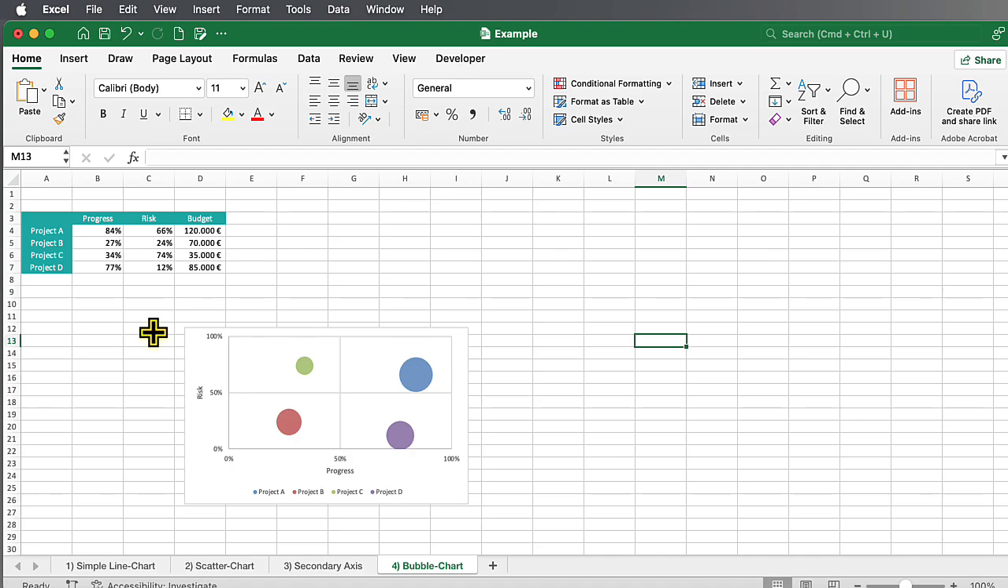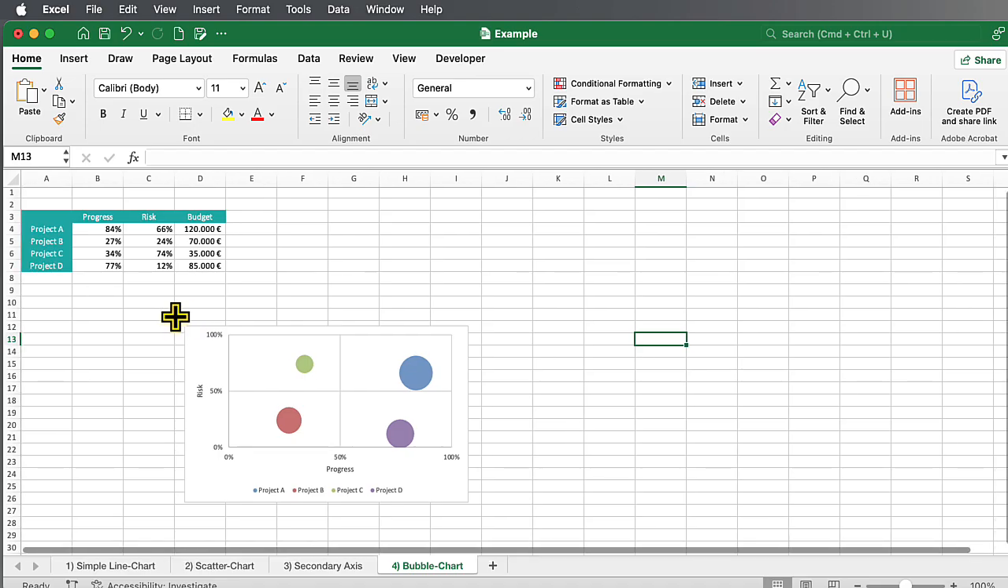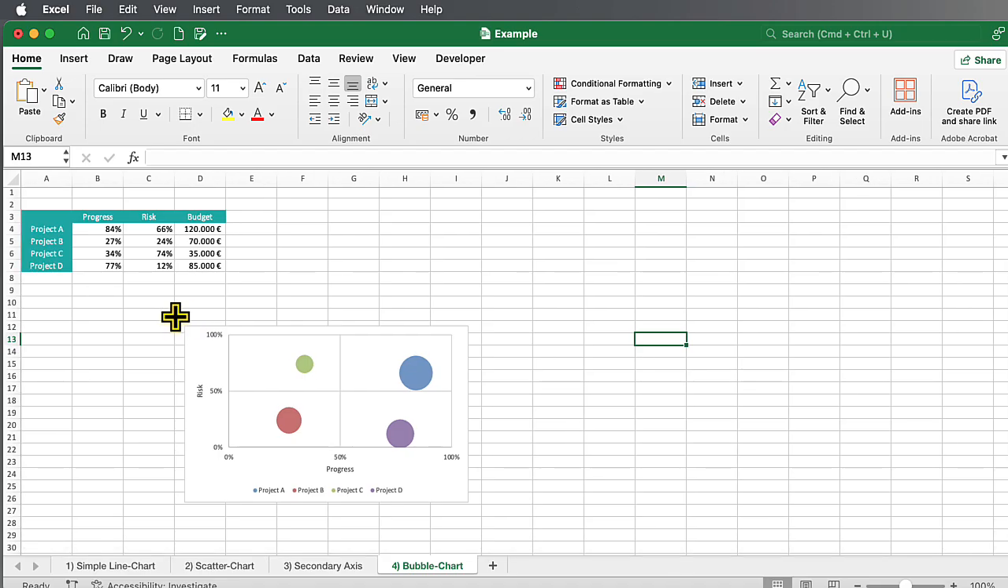scatter chart and we had two axes, y and x axis, and here we have as a third dimension the size of a bubble. So here, for example, we have the situation that we are in a project office, we have several projects to have a look at, and we would like to display them in the risk level, in the progress level, and in the size, in terms of budget of the project.